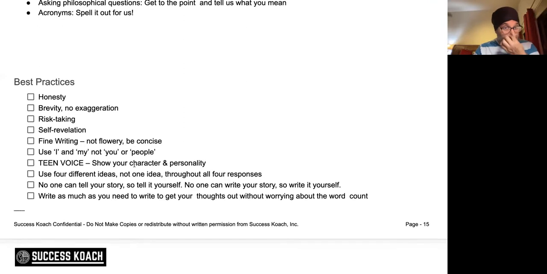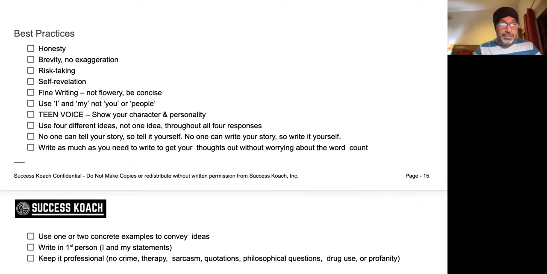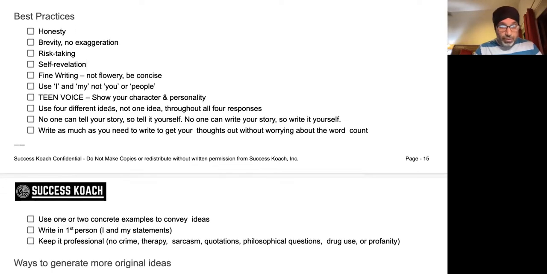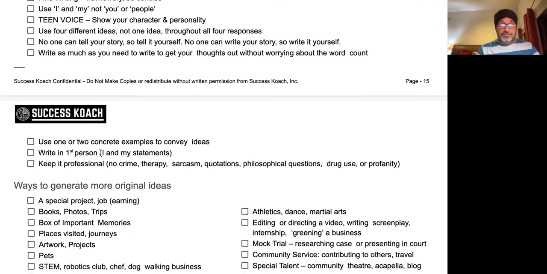Best practices: honesty, risk taking, self-revelation, show your teen voice, very, very important. It's not one idea, it's four different ideas, so show your personality in different ways. Nobody can tell your story better than you, so keep it all in first person. Take one or two concrete examples to communicate your point. Your PIQ should always have one or two examples somewhere: one to make your main point, and a second to make a secondary point.